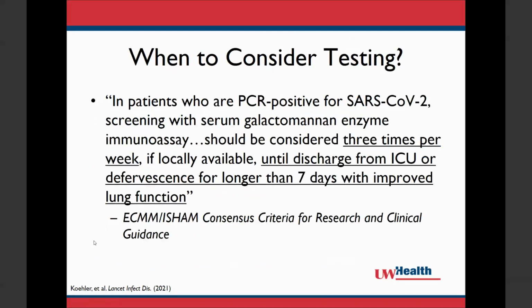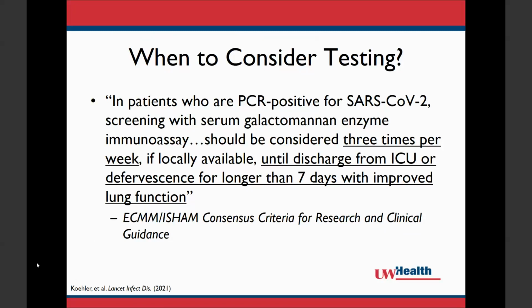And so once we have a suspicion for CAPA, the next question is when should we consider testing or screening these patients? The same organization recommends that in patients who are PCR positive for COVID, we can screen them with a serum galactomannan and can consider doing that 3 times per week until they're discharged from the ICU or they're fever-free for longer than 7 days and their lung function has improved.